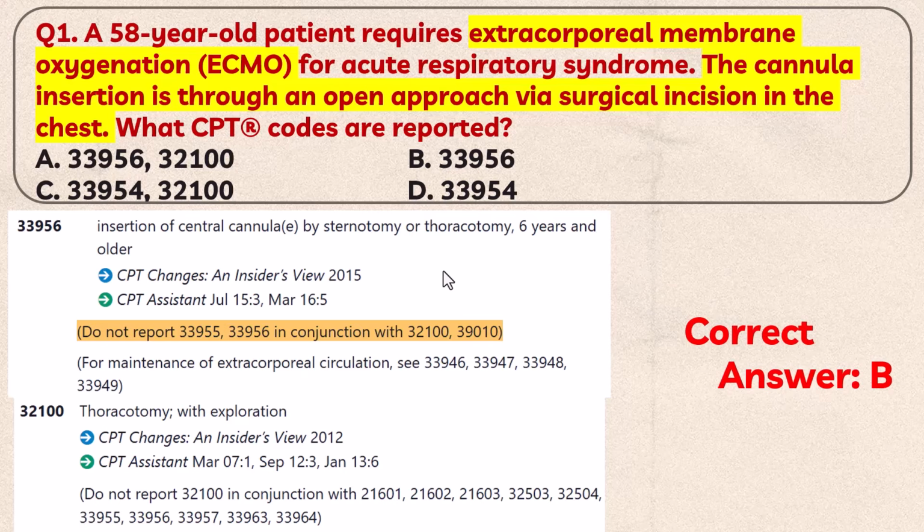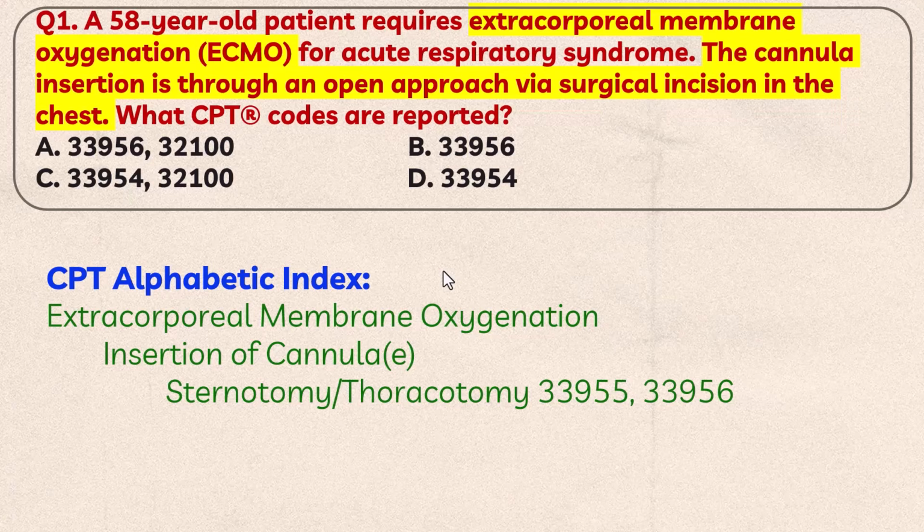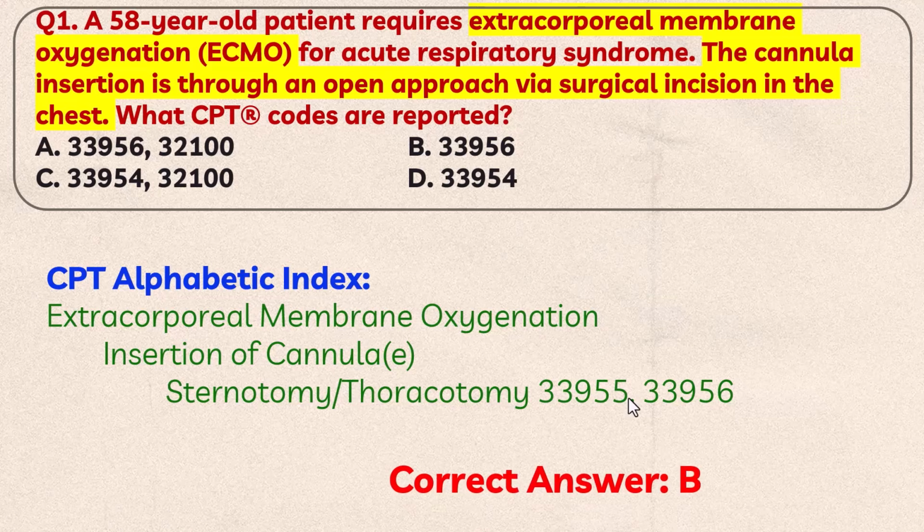If you encounter this case in a real working scenario, you have to use the CPT alphabetic index. In the CPT alphabetic index, first you have to go for the main index term, that is extracorporeal membrane oxygenation. Then go to the subterms, insertion of cannulae, then go for sternotomy or thoracotomy. It will give the following two codes. Again, come back to the tabular list and confirm the answer. Once you confirm, the correct answer will be answer B.